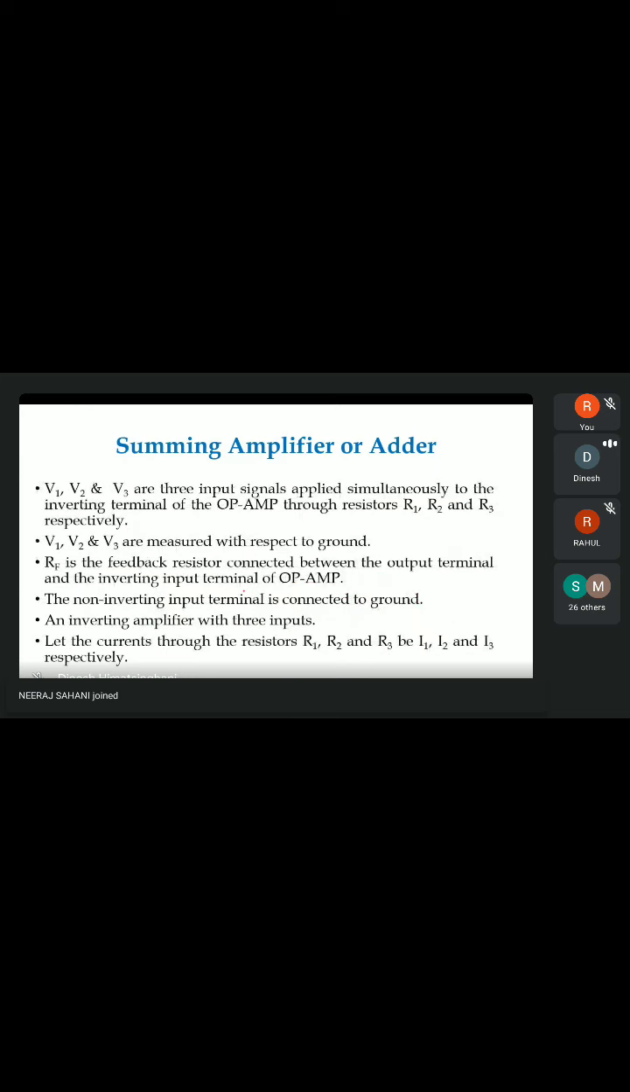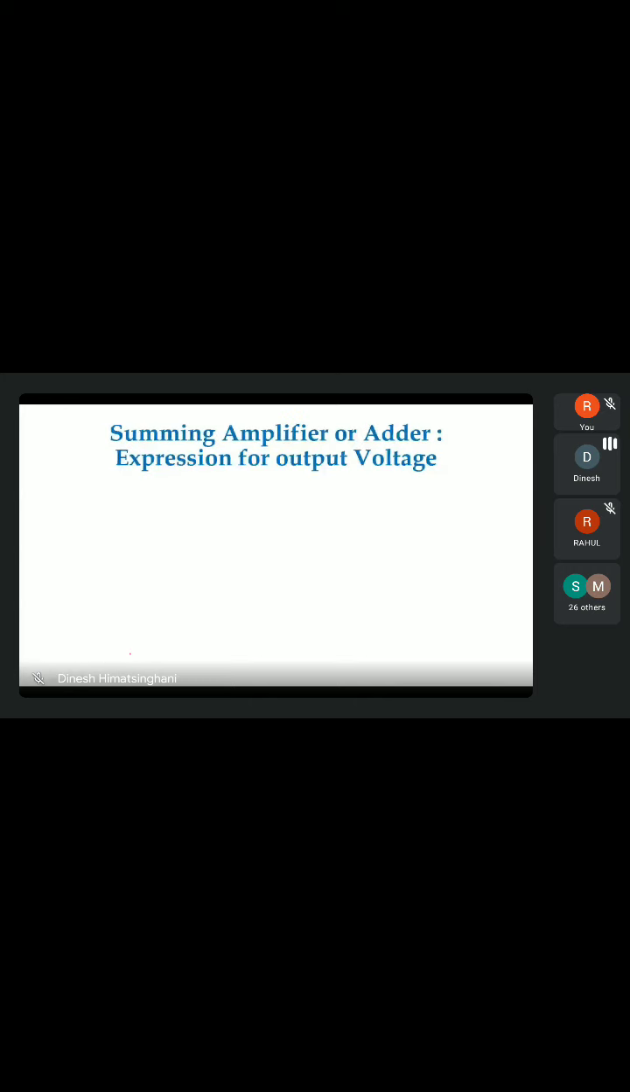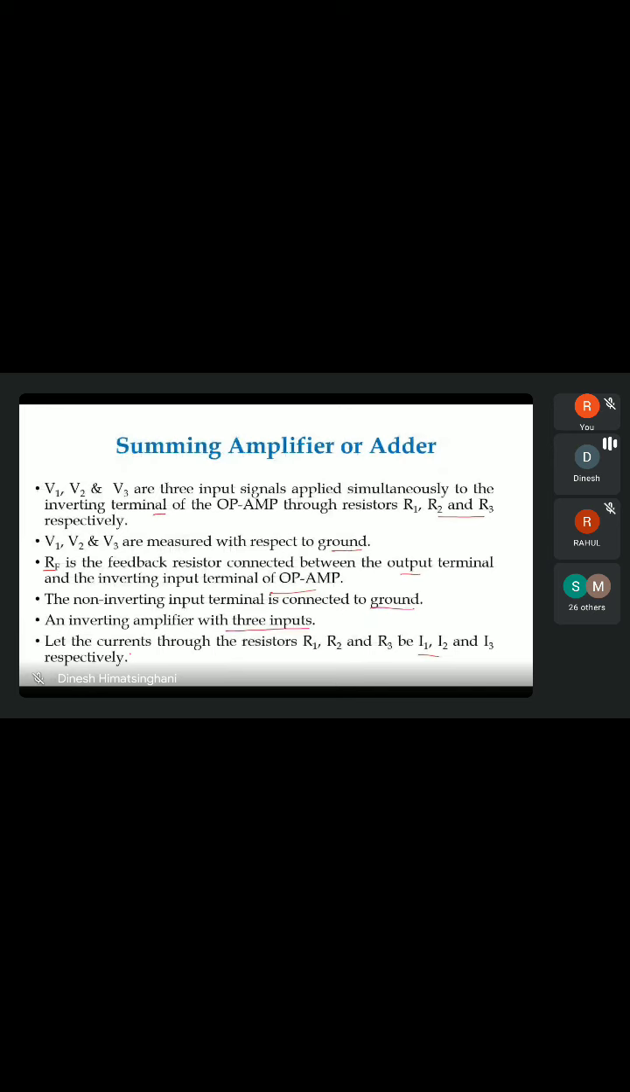Okay, so three input voltages are applied to the inverting terminal. These are the three resistors. V1, V2, V3, all are measured with respect to ground, that you are able to see from the diagram. RF is the feedback resistor connected between output and the inverting terminal. Non-inverting terminal to ground, all this I've told you. This is an amplifier with three inputs. The currents that flow are I1, I2, I3 respectively. And I've shown you this derivation. I've purposely not written it down, but I've shown you this derivation.